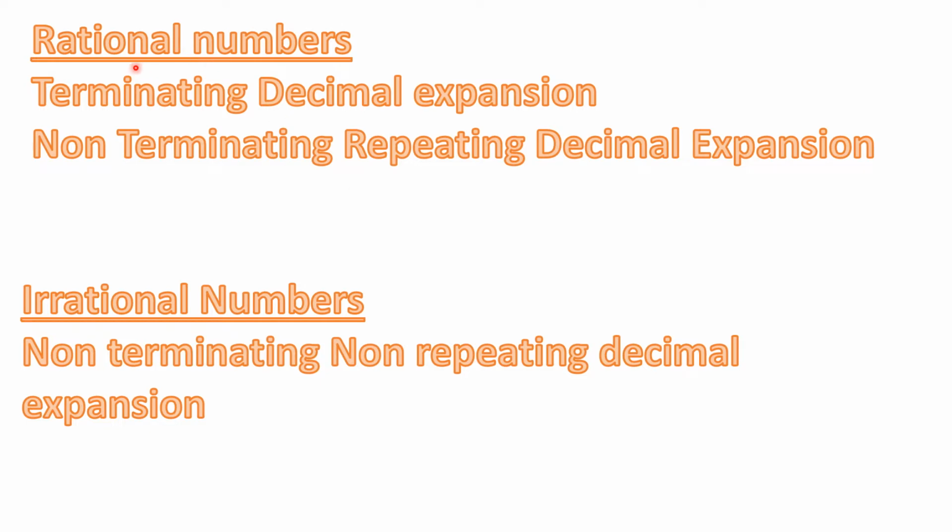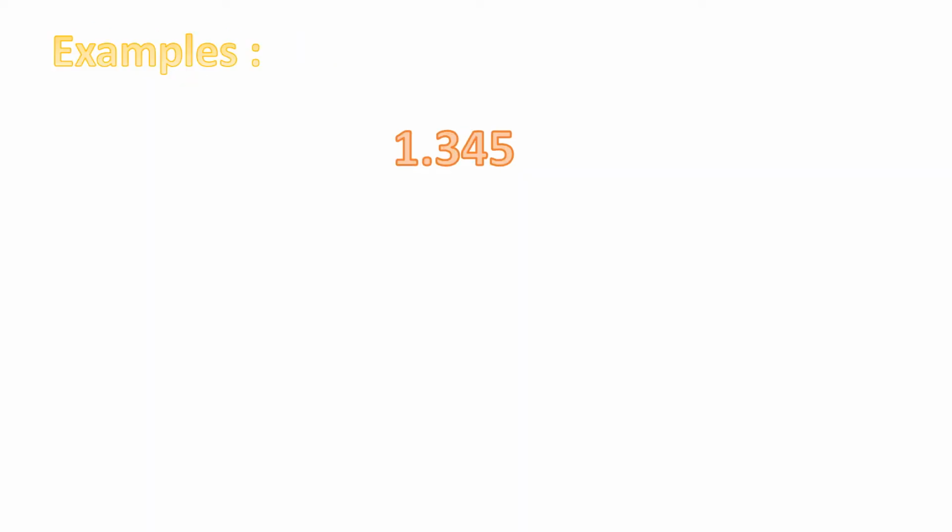Now we have seen that rational numbers are all those numbers which have terminating decimal expansion and non-terminating repeating decimal expansion, right? And irrational numbers are all those numbers which have non-terminating, non-repeating decimal expansion, right? Now, keeping this in mind, let us look at the first example.